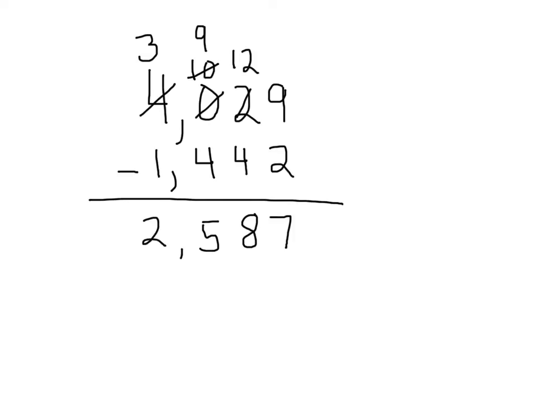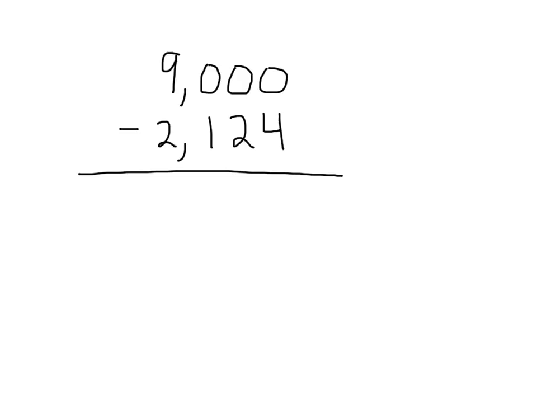So that is how you subtract across zeros. If you need some numbers across a 0, you make it a 10, then you cross it out and make it a 9. And our answer is 2,587. We've got one more example to show you, and this is one that has lots of zeros. So our next equation is 9,000 minus 2,124.